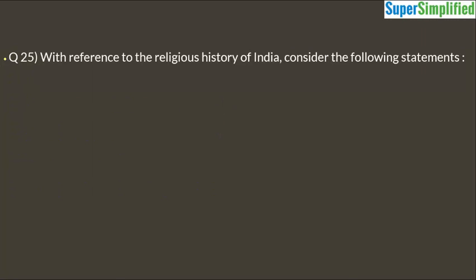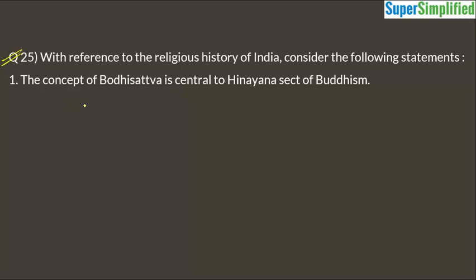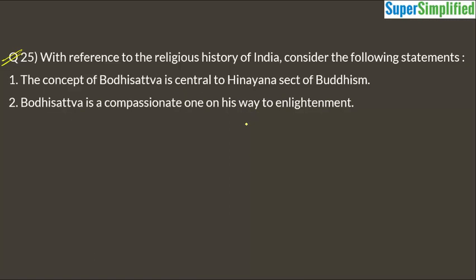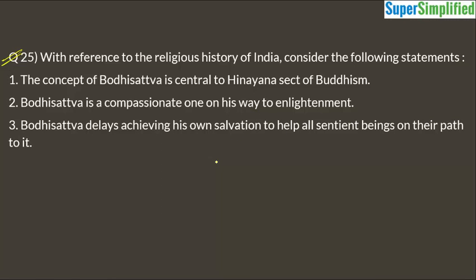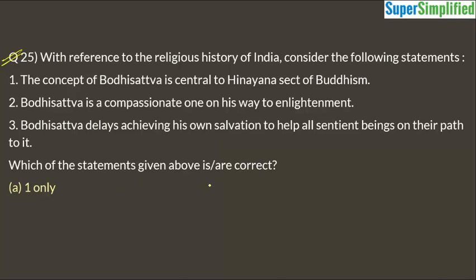Right? Question number 25. With reference to religious history of India, consider the following statements. Statement 1. The concept of Bodhisattva is central to Hinayana sect of Buddhism. Statement 2. Bodhisattva is a compassionate one on his way to enlightenment. Statement 3. Bodhisattva delays achieving his own salvation to help all sentient beings on their path to do it. Which of the following statements given above are correct? A. 1 only, B. 2 and 3 only, C. 2 only, and D. 1, 2 and 3. And the correct answer is 2 and 3 only.